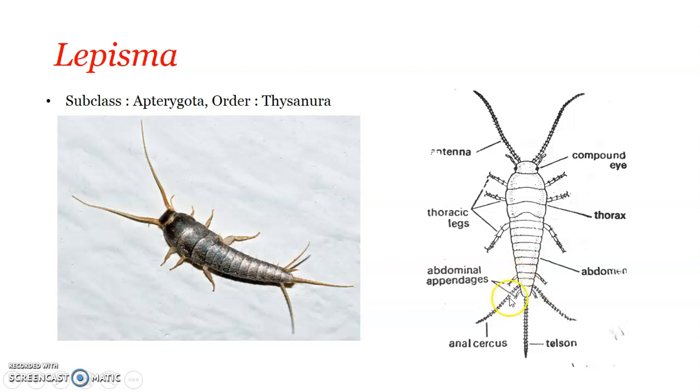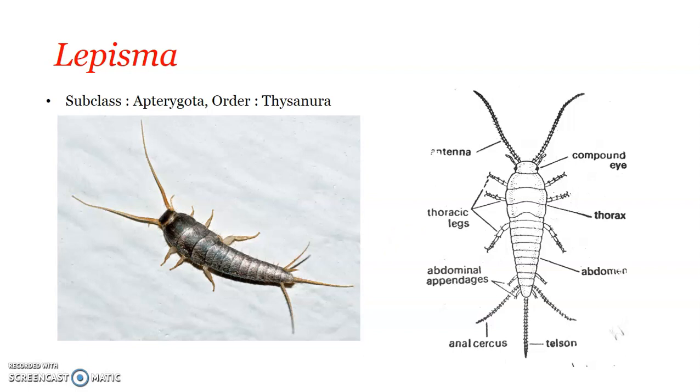You can see this is the anal cerci, a pair of cerci, usually many segmented, isn't it? Highly segmented cerci can be seen. Then a median caudal filament. This is the caudal filament. It is present on the last abdominal segment. And the metamorphosis is not so specific here.